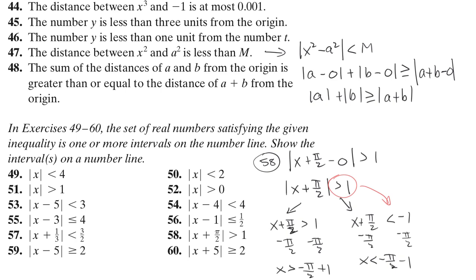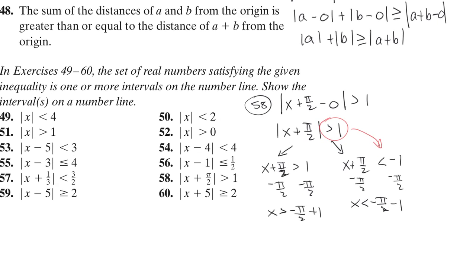And now if we work to graph this, then we have x is, so the opposite of pi over 2 plus 1 and the opposite of pi over 2 minus 1, and we have those two, so x would be greater than, so parentheses going this way, and x is less than, and parentheses going that way, and that would be our graph for that.